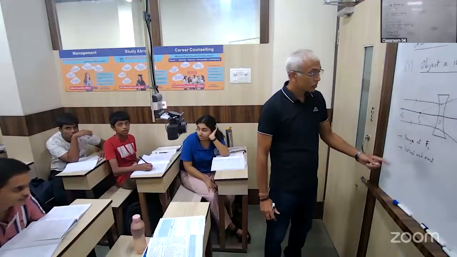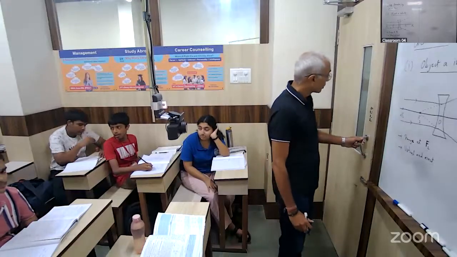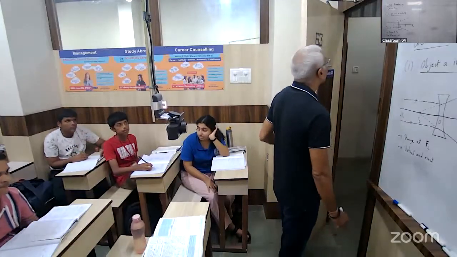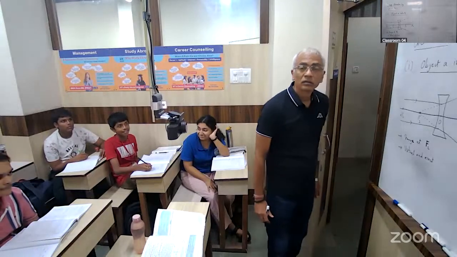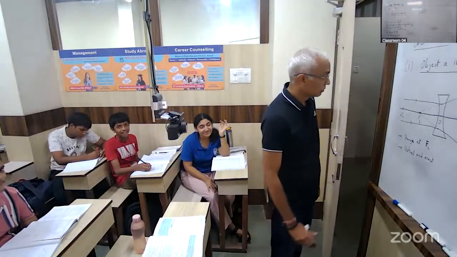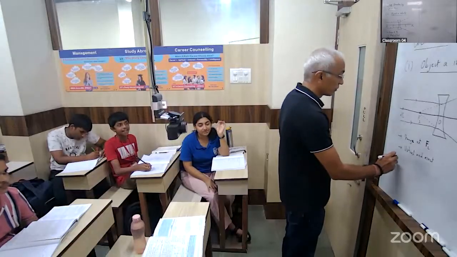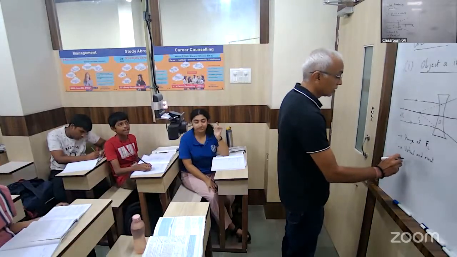Okay, so virtual and erect. Rajesh? Virtual and erect. And what is it? Highly diminished.